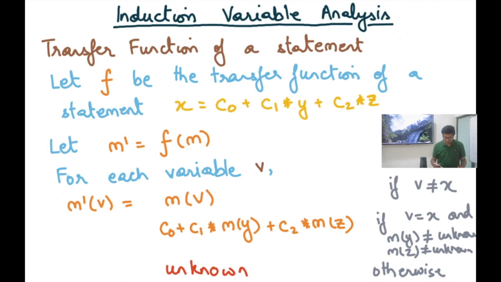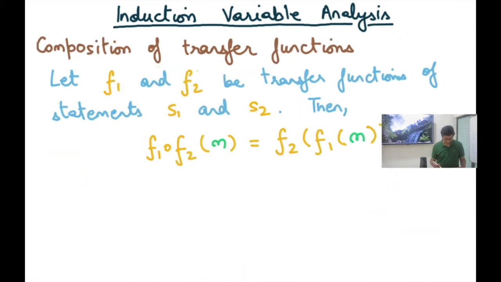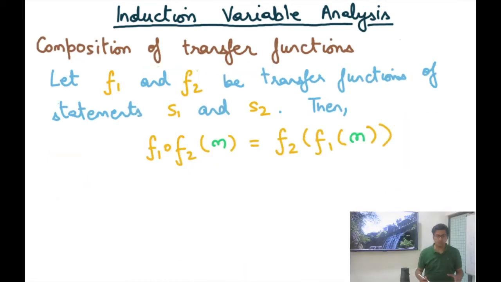Otherwise would include the case which is v equals x and either my or mz are unknown, in which case I just say that v is also unknown, or mv or mx is also unknown. Now, that is just the transfer function of a single statement.